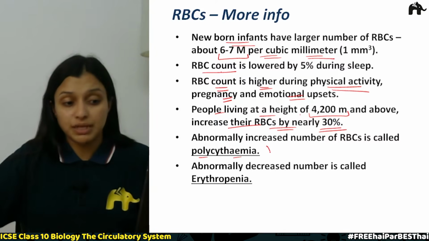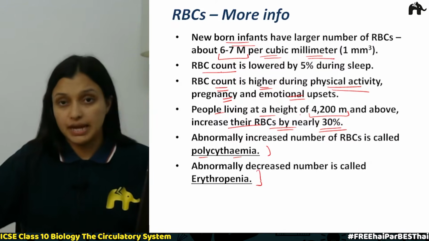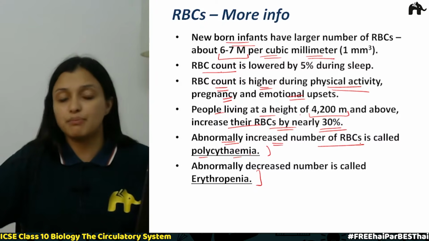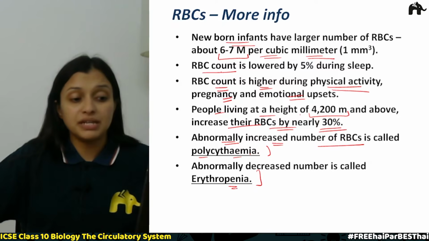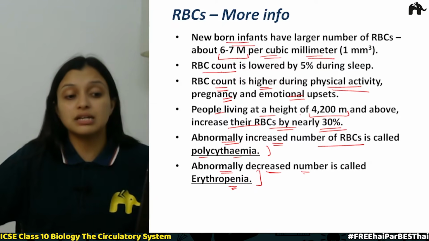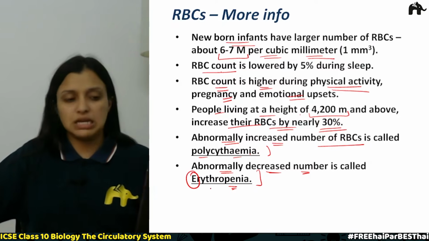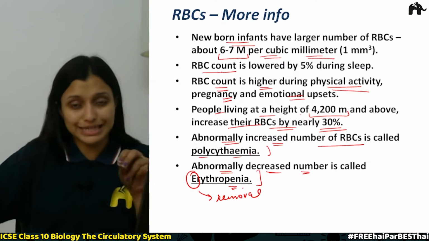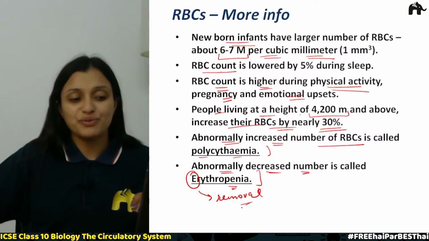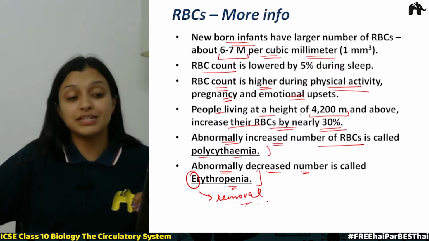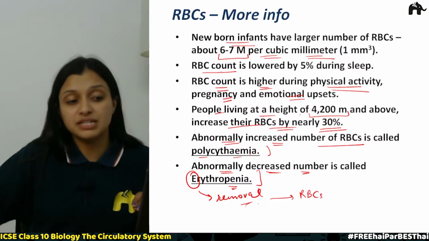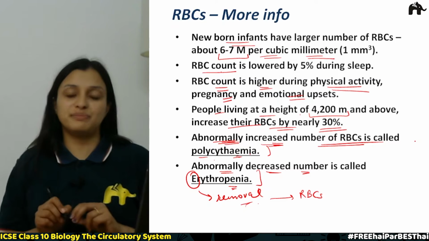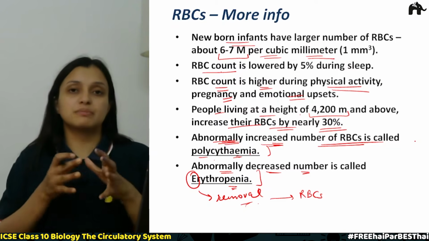Then there are two very important terms. First is polycythemia and erythropenia, right? Polycythemia means there is an abnormally increased number of RBCs. Erythropenia means an abnormal decrease in number. So remember E means removal, right? So just think about E over here. It is the removal, that is the decrease in number of RBCs, right? And in polycythemia, there is an abnormal increase in number of RBCs, right? So I hope this much is clear.